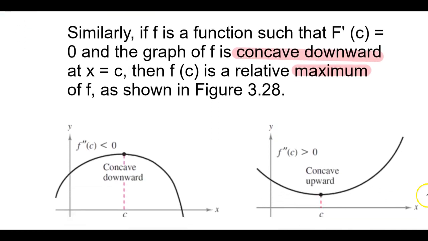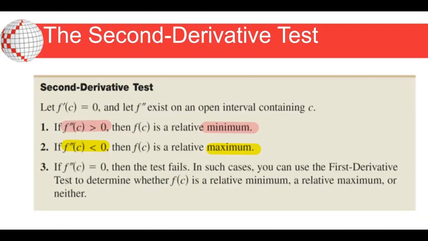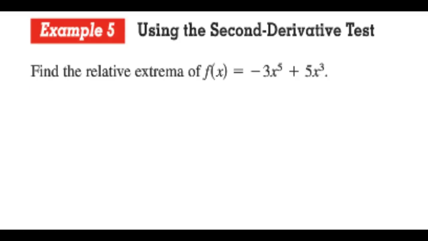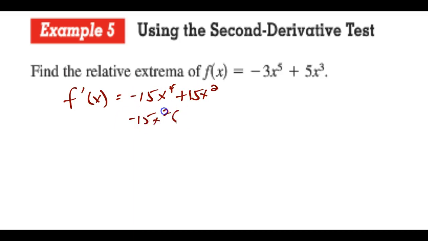So the second derivative test, again, take the critical values from the first derivative, plug them into the second derivative to determine maxes and mins. I'll give you an example. The first derivative for this given function is negative 15x to the fourth plus 15x squared. And if I factor out a negative 15x squared, I can find critical values pretty easily, and there's a lot of them. If I set them equal to 0, critical values are 0 and plus or minus 1.